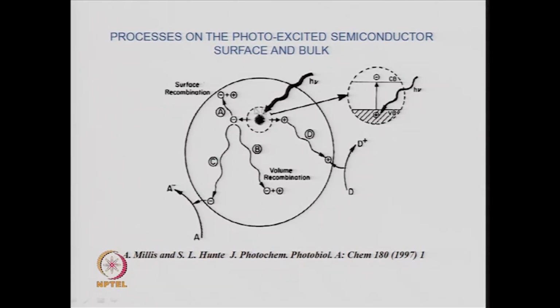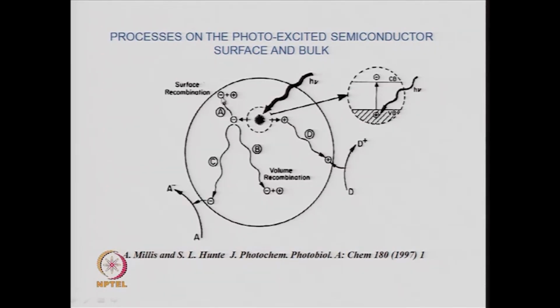If that is true, then the electron in the conduction band can go in one direction, and if the hole can be taken in another direction, then you can do two things. You can reduce something using the electron at the surface, and on this other part of the surface, using the hole, you can oxidize D to D+. So, both these things can happen.